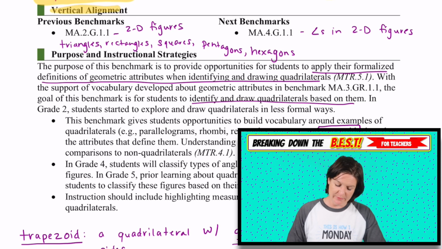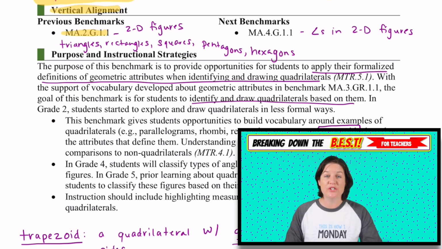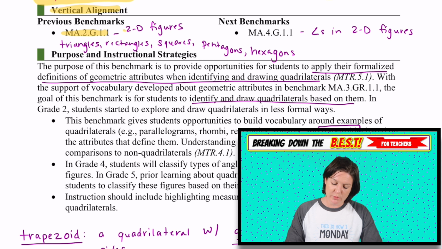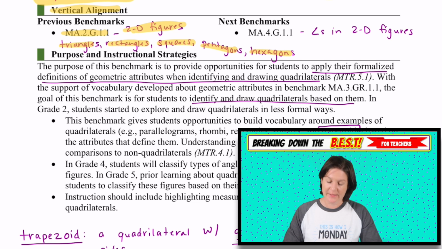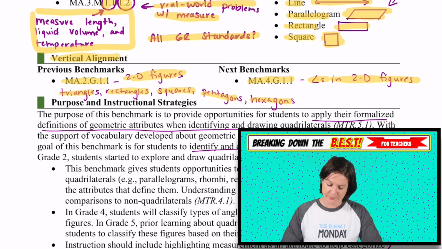In second grade, we've got some vertical alignment to share. In second grade, they had MA.3.G.R.1.2, which would involve two-dimensional figures as well, focusing on the attributes of triangles, rectangles, squares, pentagons, and hexagons. So we're definitely bumping that up and really getting a lot more skilled with this one. And then in fourth grade, we will practice with angles in two-dimensional figures.